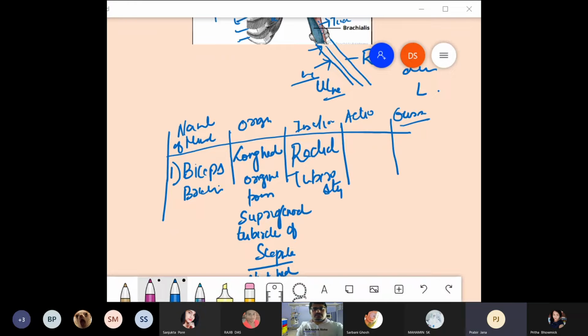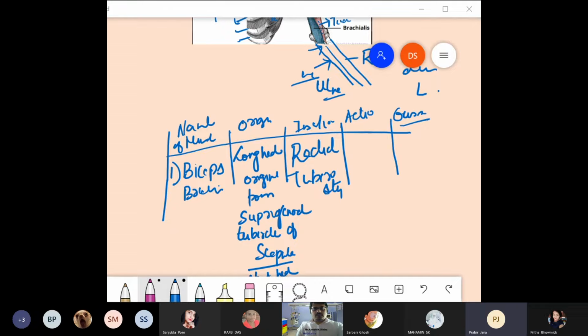Clear? Any doubts? Do you want me to show you the radial tuberosity as well? I don't know whether you have seen the radial tuberosity or not, but if you want me to show it, you can let me know. I will try to show you the radial tuberosity. Yes, sir, show it. Okay.